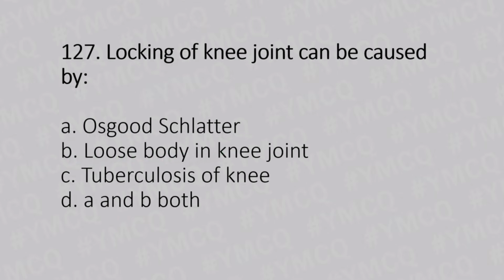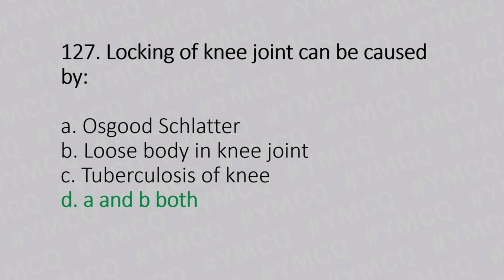Now let's move to question number 127. Locking of knee joint can be caused by option A, Osgood-Schlatter. Option B, loose bodies in knee joint. Option C, tuberculosis of knee. Option D, A and B both. And the answer is option D, A and B both.